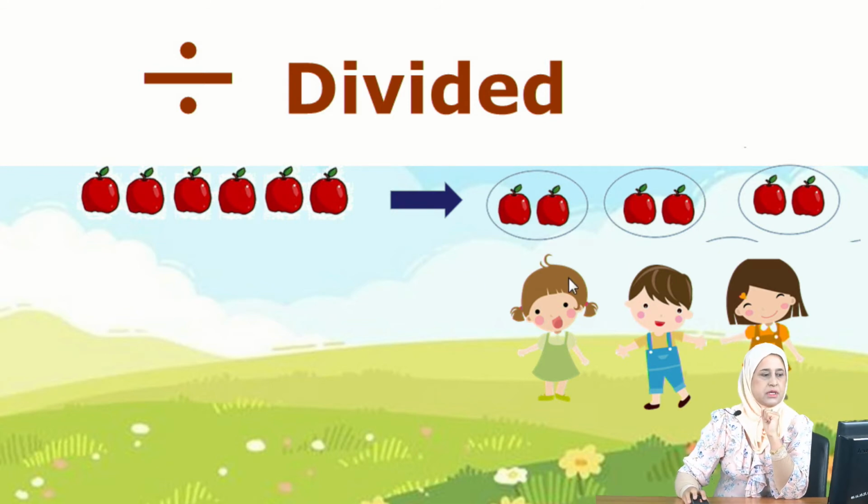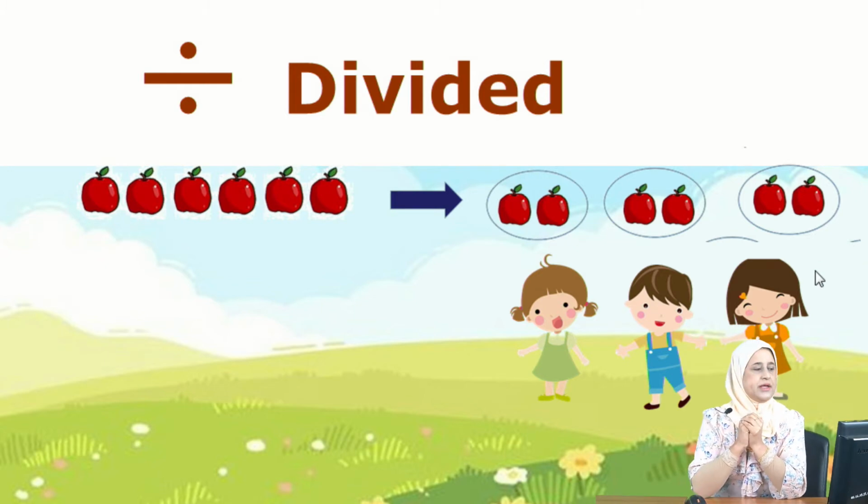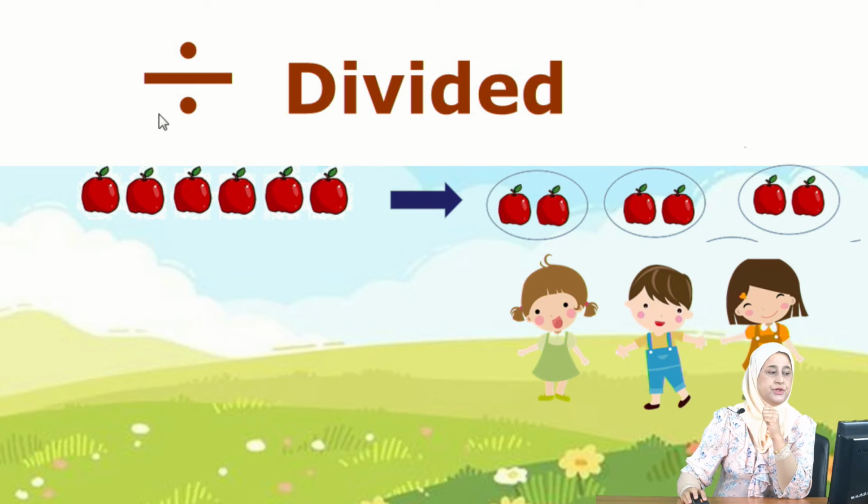2 apples, 2 apples, 2 apples. We divide in the same number, okay? 2, 2, 2. So it is divide. We say divide, okay? This is an English symbol, divide. These 6 apples we divide into groups of 2, 3 times, but the number we put is 2, okay? So we say divide. It is the symbol of divide, okay?